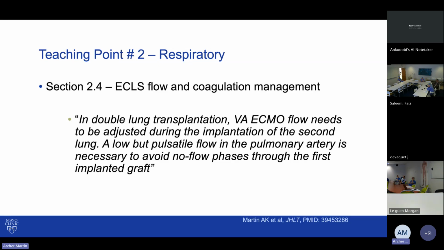After all, ECMO is cardiopulmonary support, whereas cardiopulmonary bypass is bypass. So it's important when we implant those new lungs that we have a slow but gentle pulsatile flow to allow for the controlled reperfusion of those lungs. Otherwise, the patients will be having warm ischemia during that time. So this is a key statement within this section as it relates to the lungs.